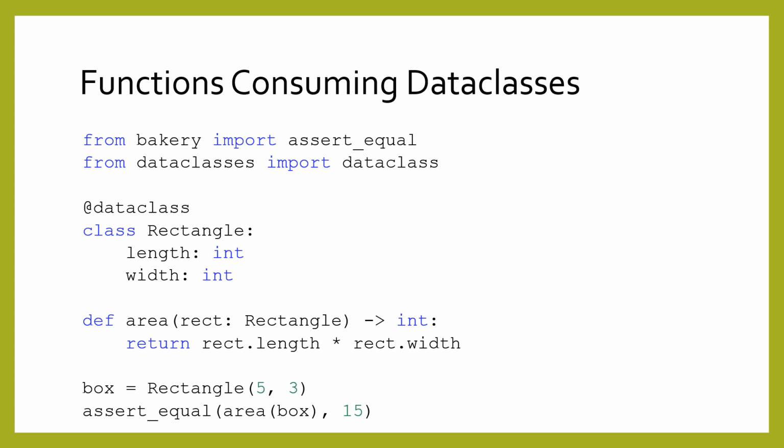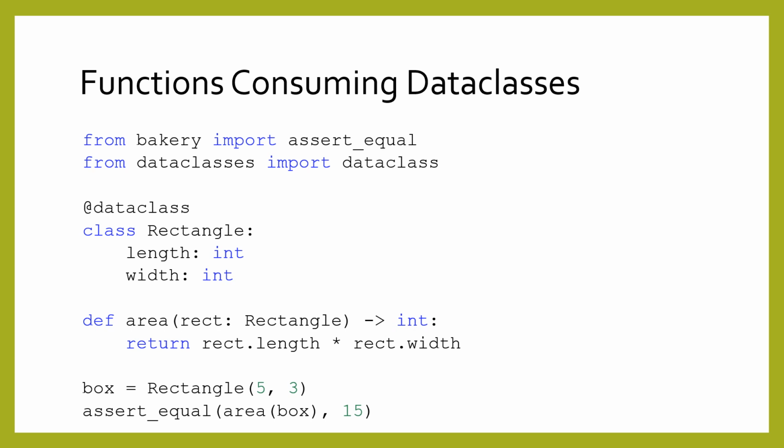In the program shown here, we have moved the multiplication inside of a function to create a reusable area function that consumes a rectangle instance and produces an integer. Notice the rect parameter, which has the type rectangle, matching our previously defined data class. In the assert equal, that parameter is matched to the corresponding argument, which in this case is the variable box. That box is containing an instance of the rectangle data class, created using its constructor.